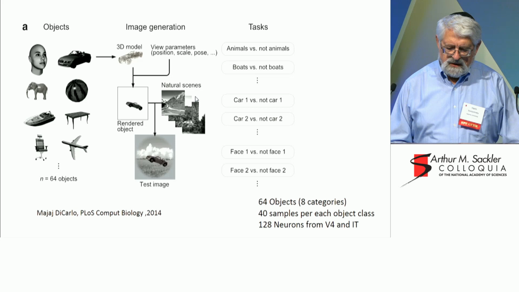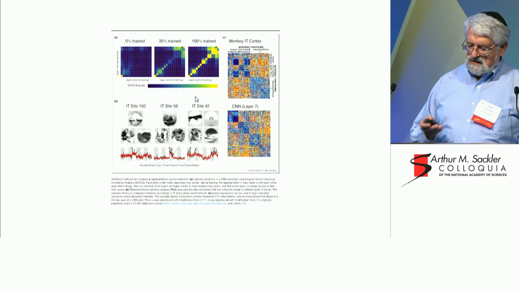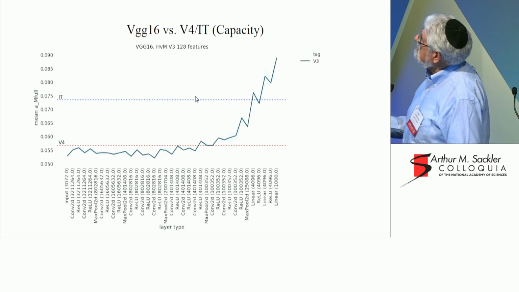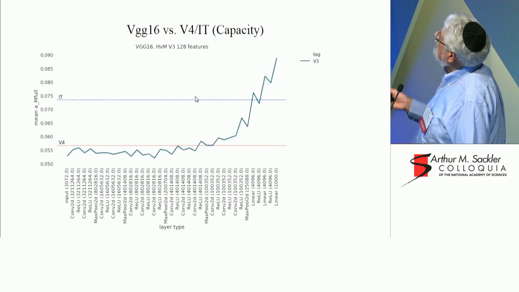And this actually has been analyzed also using similarity matrix, comparing the neural similarity matrix to the network similarity matrix, but we are going to use our own measures. So here is the example for the capacity. What you see here is again the same ensemble of images on the same manifolds propagating through VGG 16 for objects as a function of the layers.